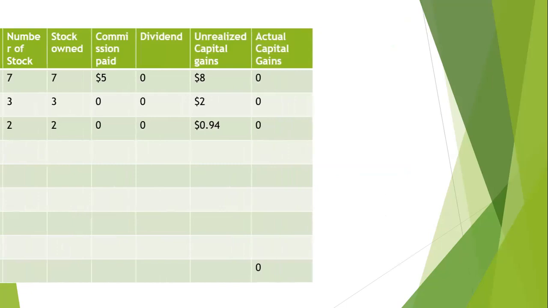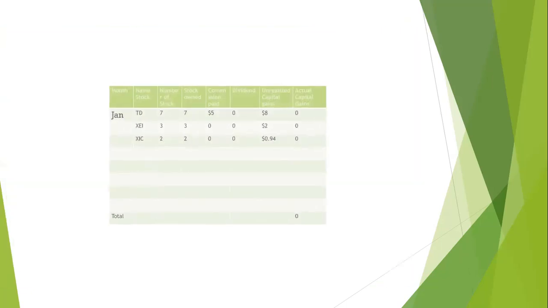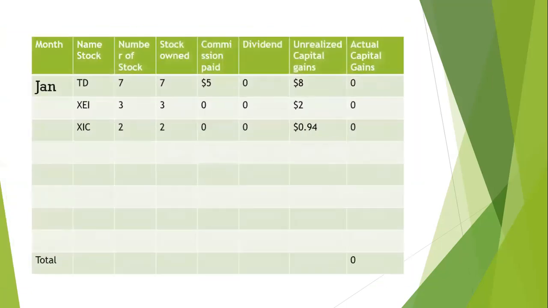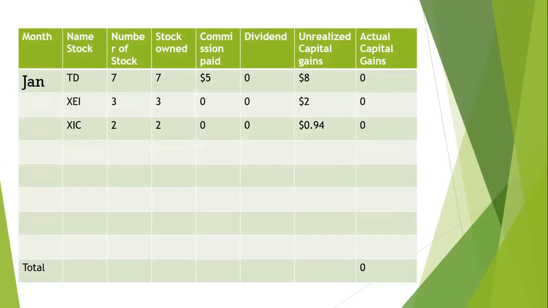And so we continue, there's a table here. So this is how we're going to work on it, right? So we're not done yet. We will be stating the month, the name, the number of stocks, the stock we own, the commission, the dividend, unrealized gain, actual gain, capital. So why am I doing this table? It's just to really show me the actual.